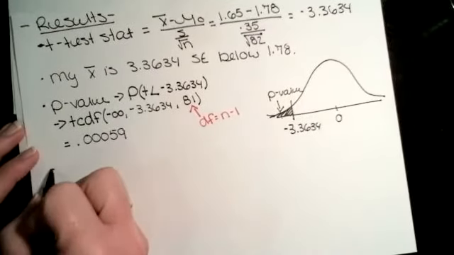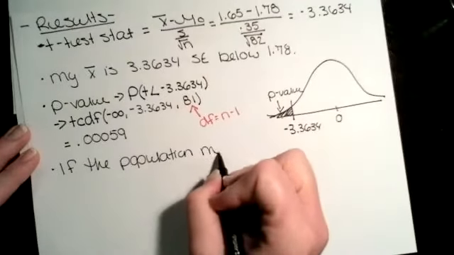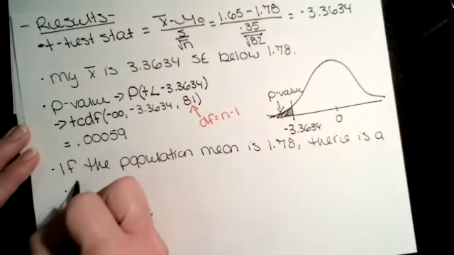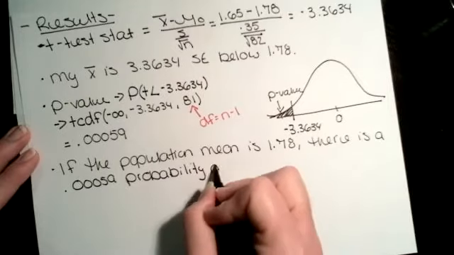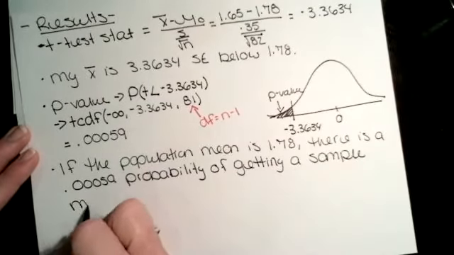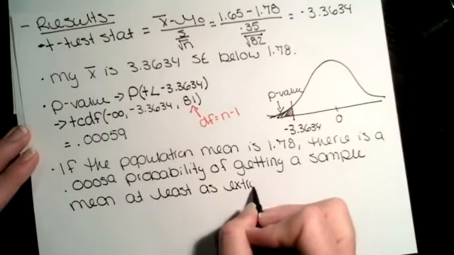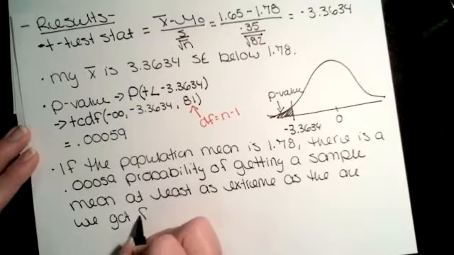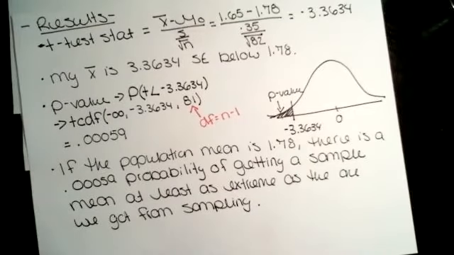So let's interpret this value. If the population mean is 1.78, there is a 0.00059 probability of getting a sample mean at least as extreme as the one we got from sampling. There it is. There's the long step. All right, all done.